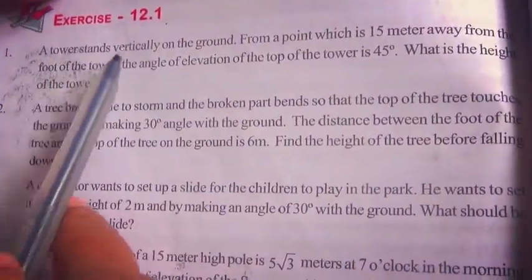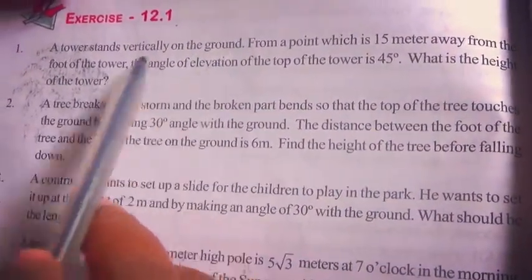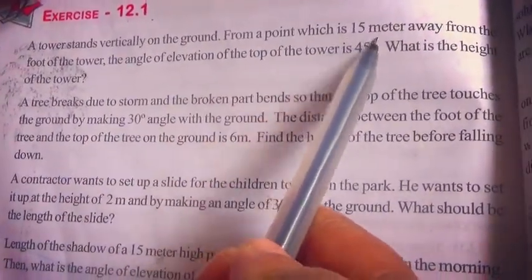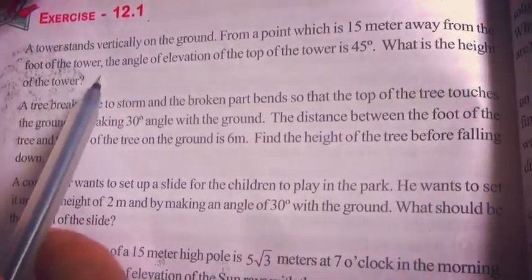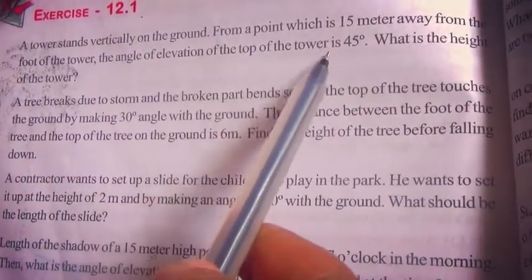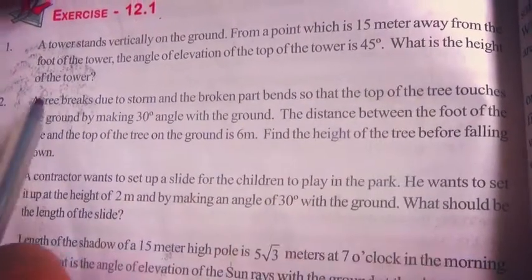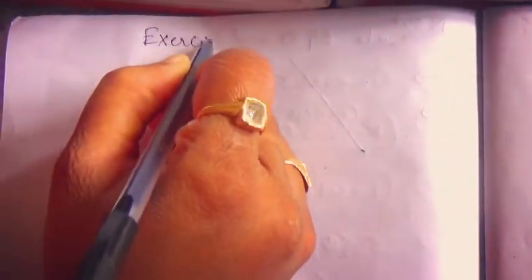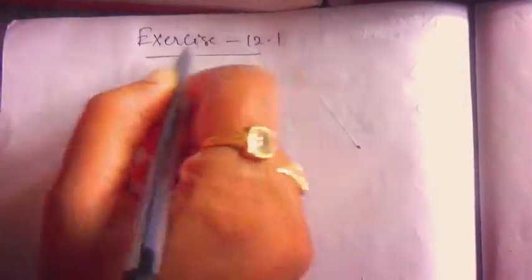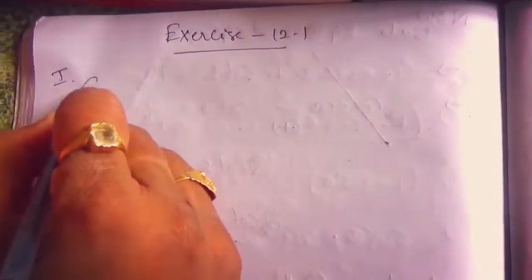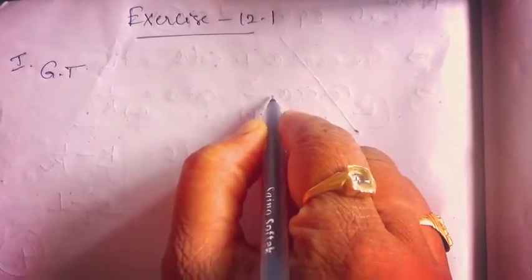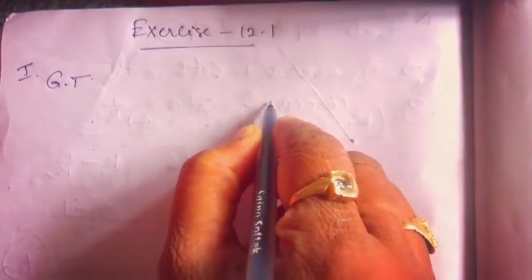A tower stands vertically on the ground. From a point which is 15 meters away from the foot of the tower, the angle of elevation of the top of the tower is 45 degrees. What is the height of the tower? So we have to find the height of the tower. In exercise 12.1, first sum, first of all we have to draw the diagram according to this given sum.